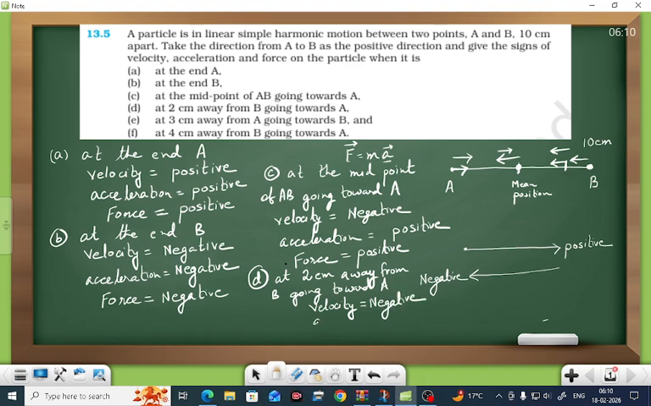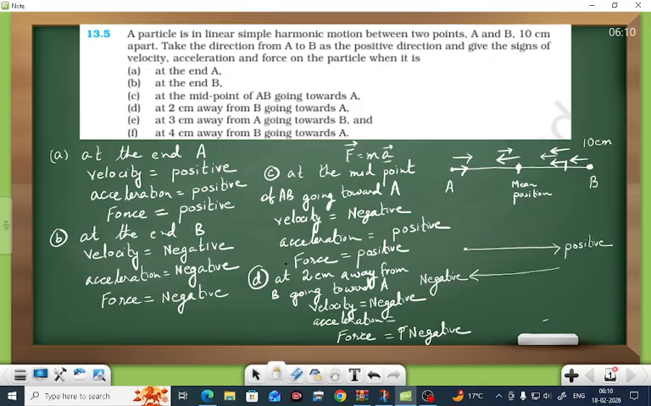And what about acceleration and force? First we will find the direction of force. What is the direction of force? You see here, the force always tries to bring the body towards the mean position. The force will be in this direction. So the direction of force is in this direction, means negative. So the direction of force is negative.